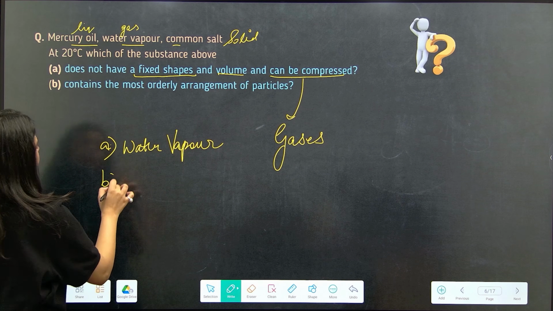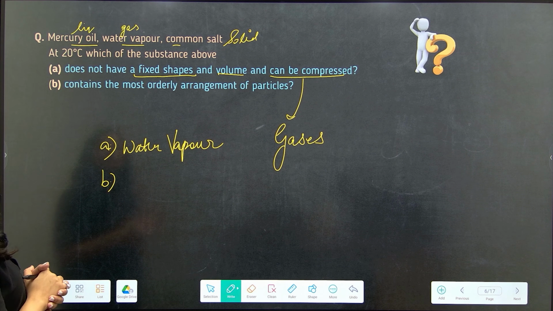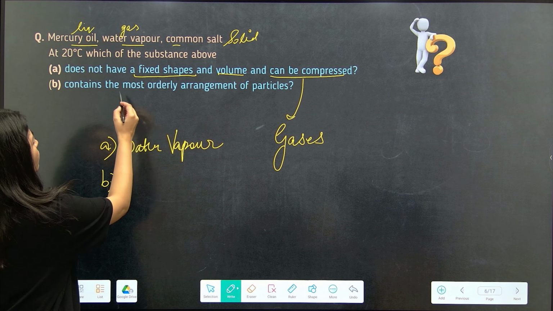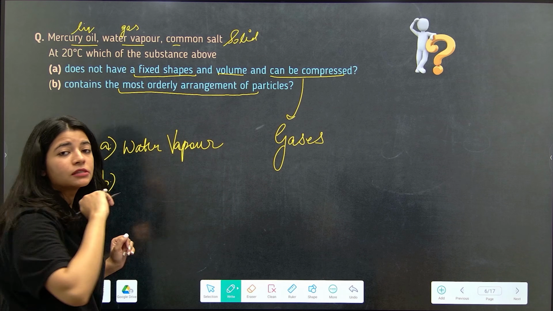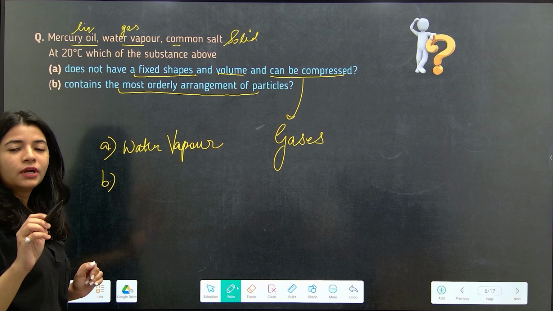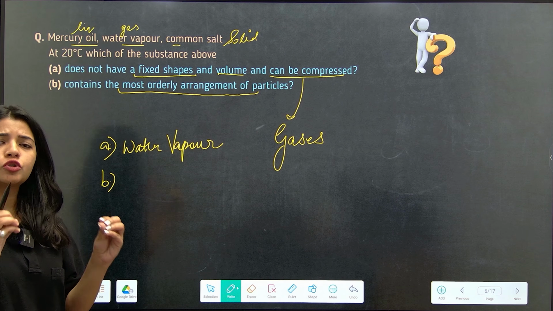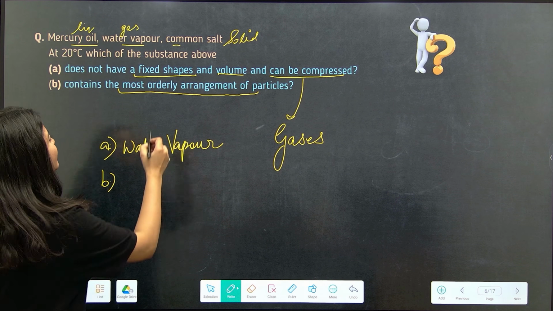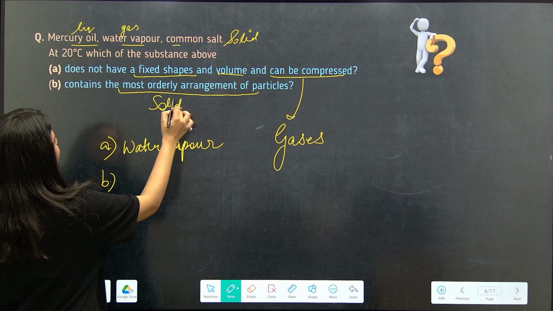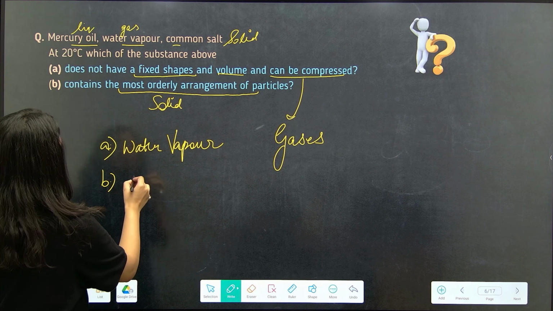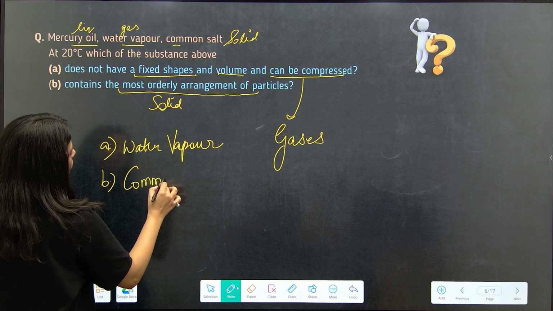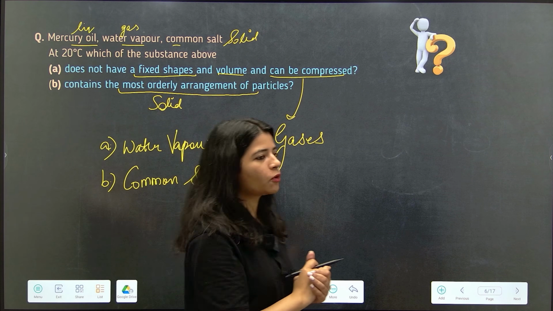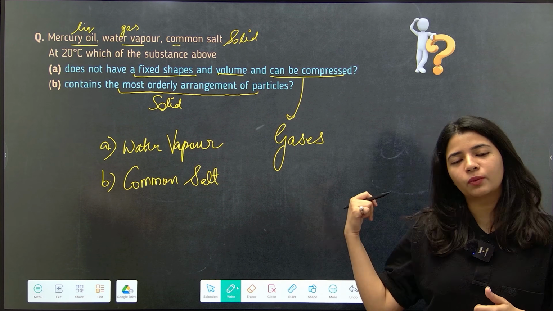Now B part. In B part they are asking which contains the most orderly arrangement of particles. We have seen the diagram and we know that the state of matter which shows the most orderly arrangement of particles is solid. In the options they have given, the solid is common salt. So the correct answer for the B part will be common salt. If you wish, you can pause this video here and write down this question.